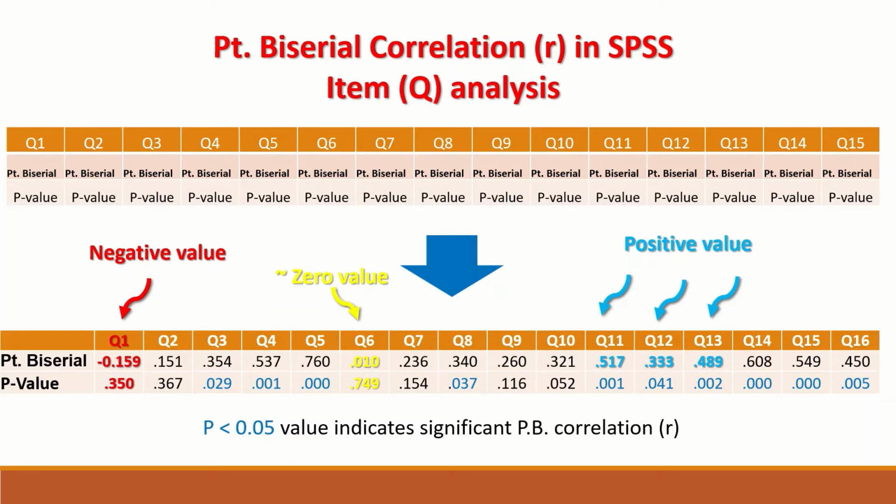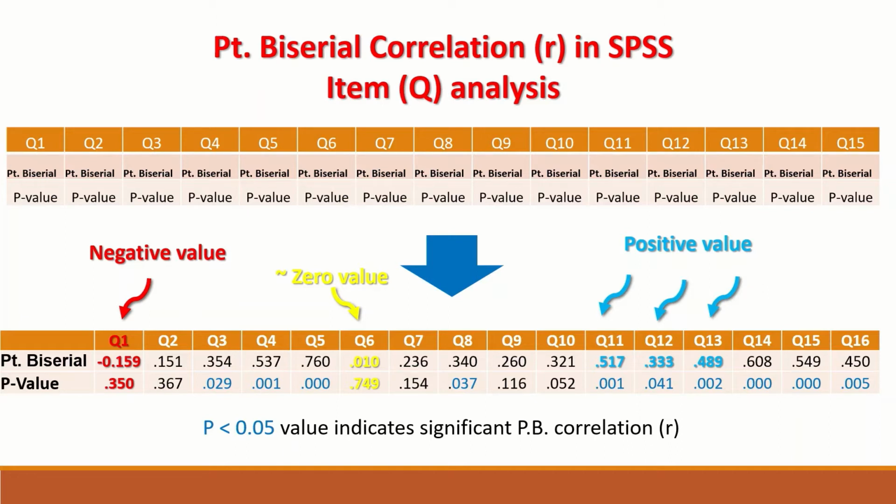In the red labeled scores, question number 1, we see that the value is negative and it is not significant because the p-value is greater than 0.05. This question number 1 indicates that higher performing students are answering this question wrongly and low performing students are answering it correctly. So this question is a very bad question that needs to be removed from the exam as it is negative.